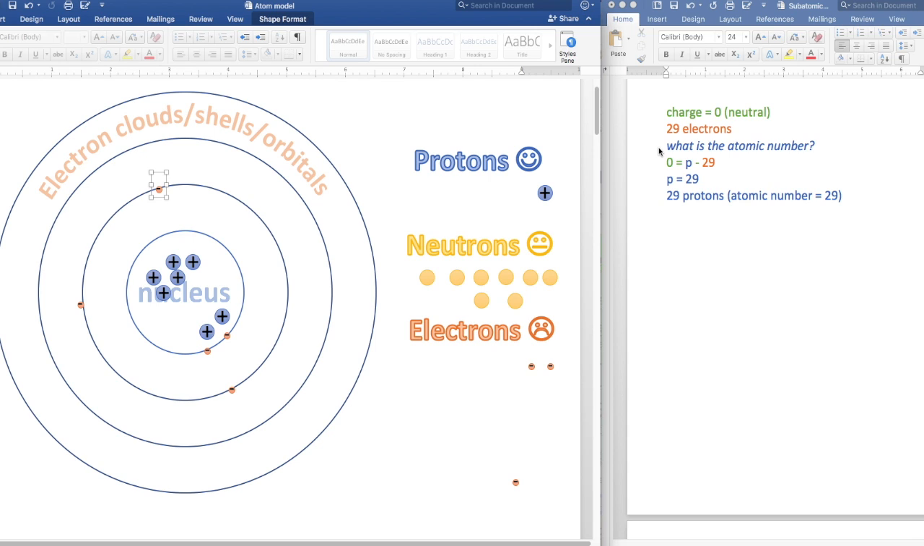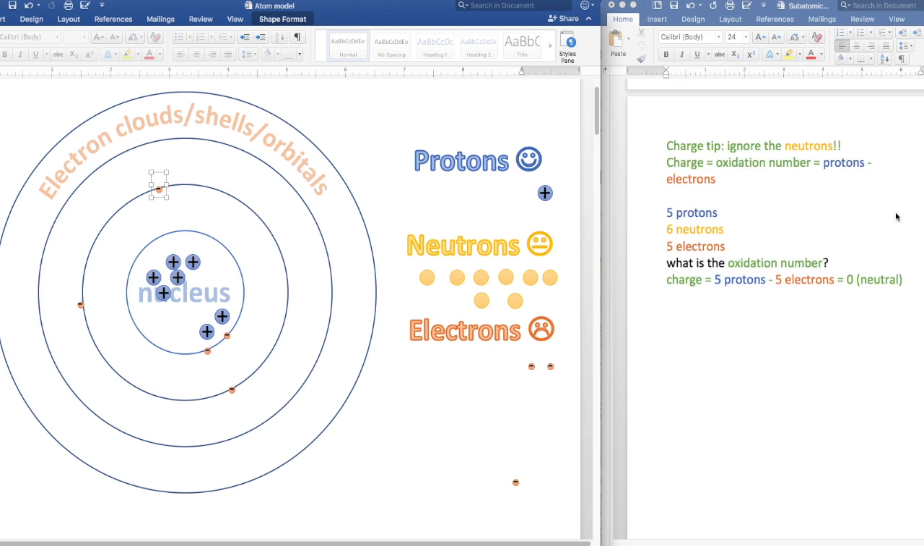But then they could twist the question a little bit by, instead of saying how many protons are there, they could say what is the atomic number. So that's why you need to always remember atomic number equals number of protons. And then if you were to plug it into the equation, you would say 0 equals protons minus electrons, which is 29. And then add 29 to each side gives you 29 protons, which is the same as saying that the atomic number is 29.